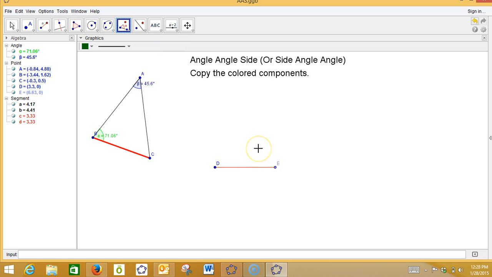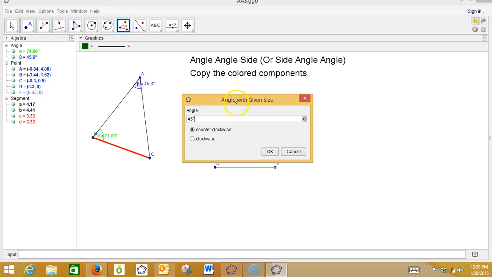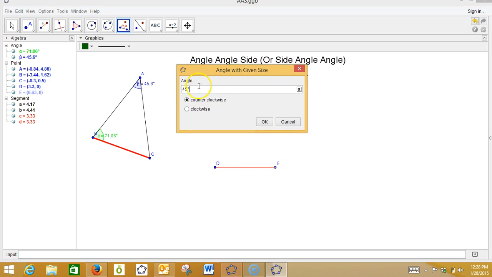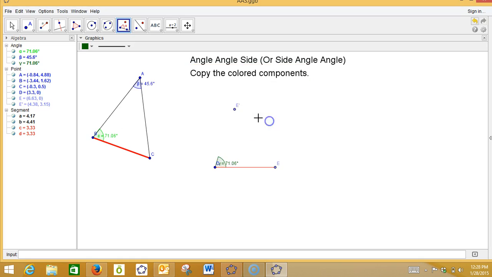Okay, we click on 2 points with this, so I'm going to tell GeoGebra E is on one side of my angle, D is the vertex. So whenever you use this tool, the second point you click on is going to be the vertex. So I'm going to get rid of that 45 degrees and I'm going to put in alpha instead because that's the name of this angle. I'm calling it alpha because that's what it is. I'm going to open it up counterclockwise, either way, it doesn't matter which way.